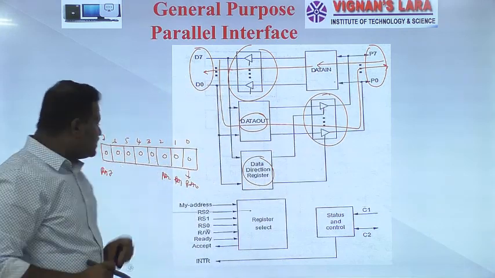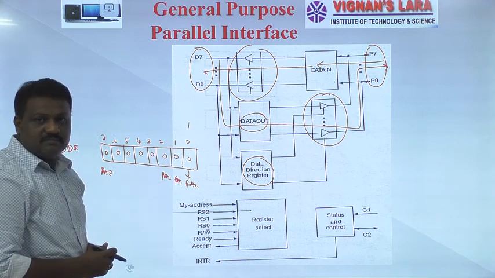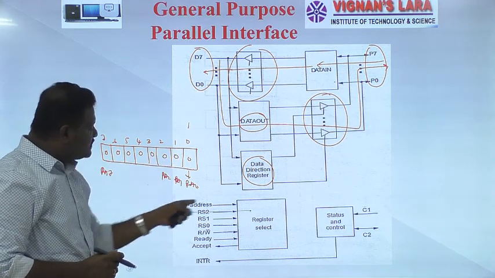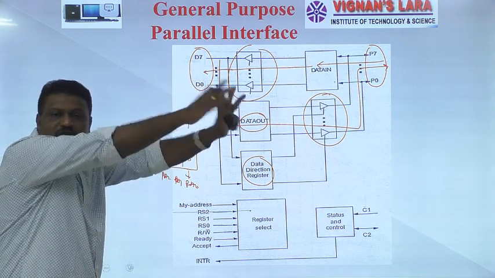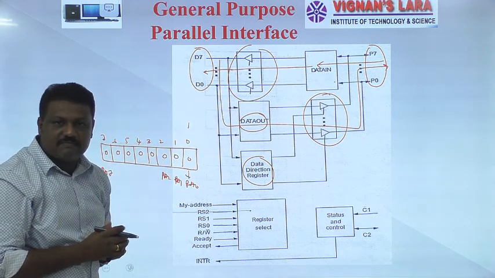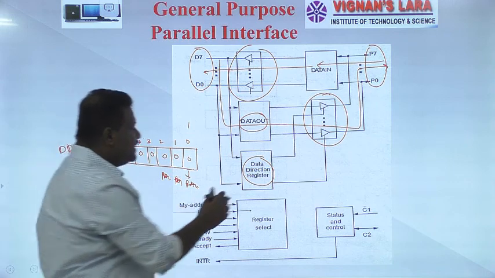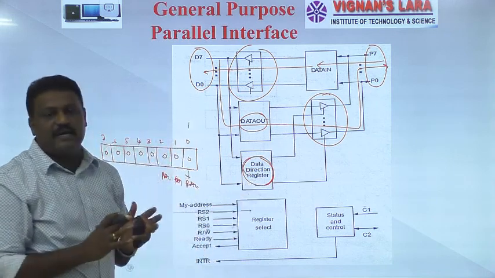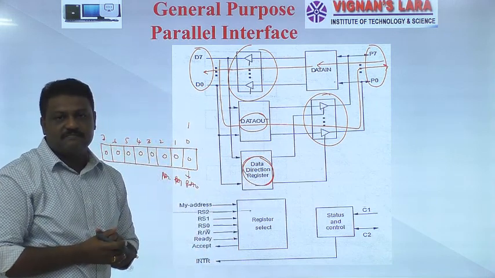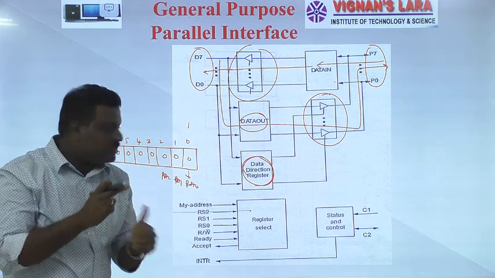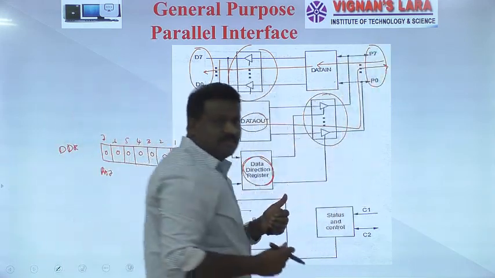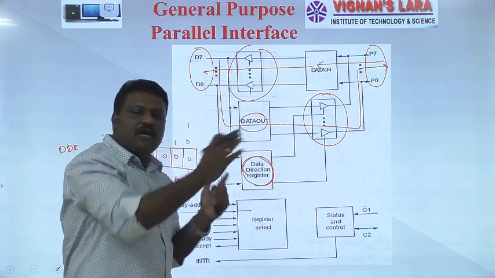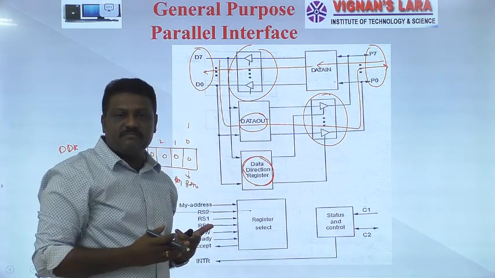If I take the reverse, that means this bit is set to 1. Then PA0 is set to an output signal. That is when your processor wants to send something to an output device. So here this data direction register plays an important role. First you have to program this data direction register to define the direction of these lines, and later we define whether our operation is a read or a write.